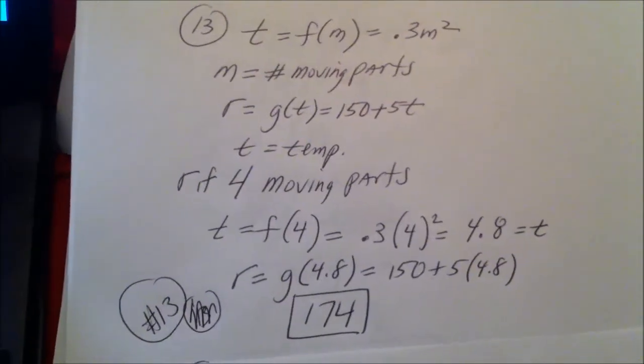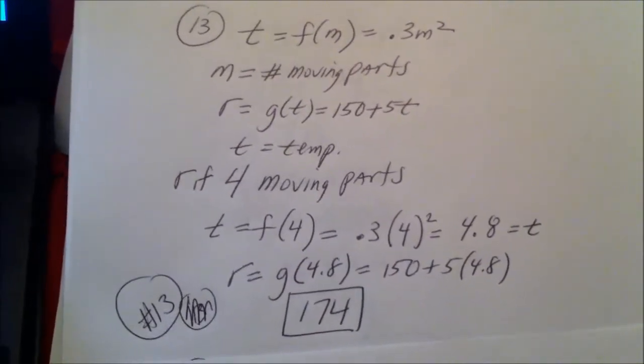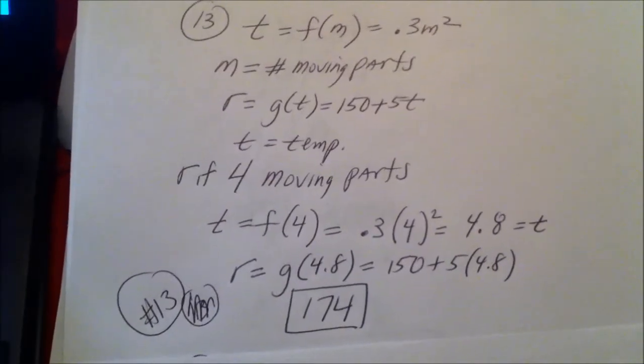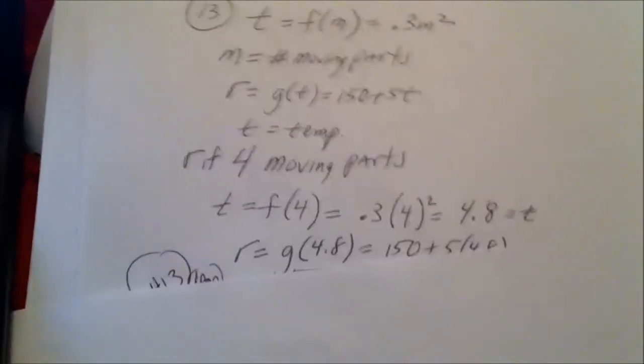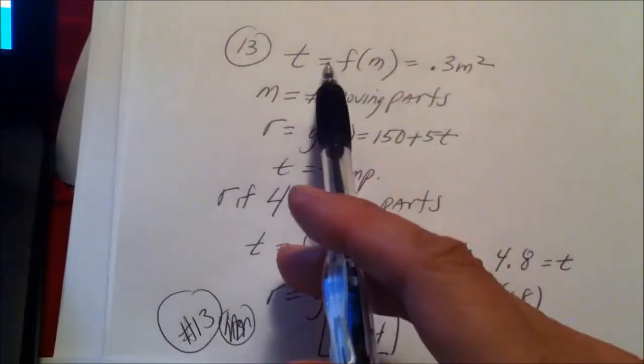Number 13 on topic 1 was a composition. Some of you, if you didn't really read it, might not have figured that out. And some of you saw that they do indeed link together by a common letter. So we have these two equations right here. And again, the answer was 174. I don't know if I said that.